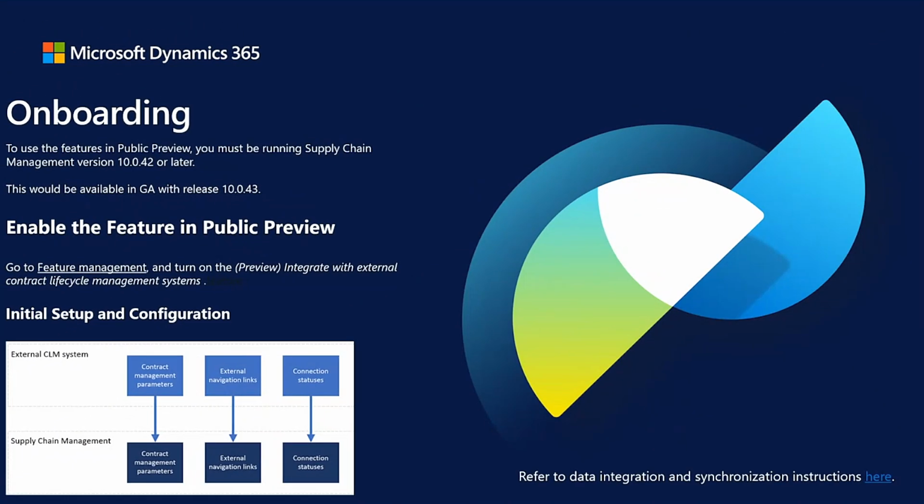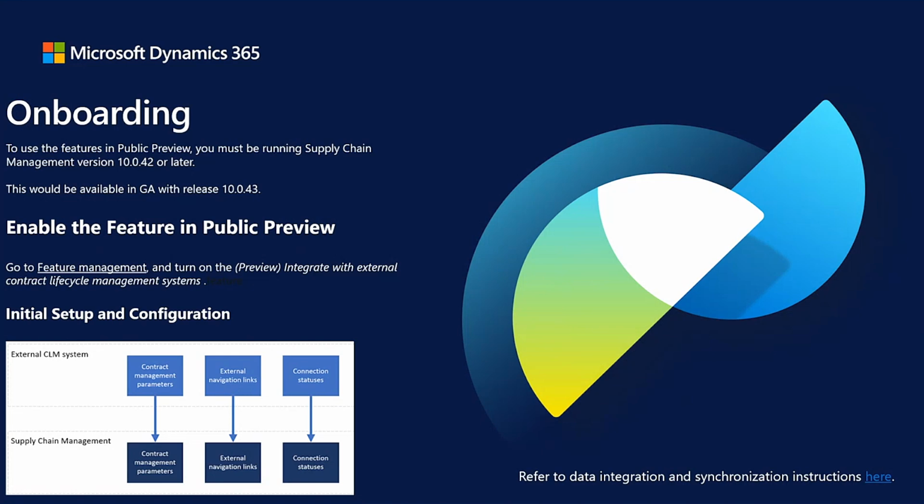The integration with external contract lifecycle management systems requires your Dynamics 365 supply chain management environment to be on version 10.0.42 or later. This feature is currently in public preview with version 10.0.42 and will be made generally available starting with version 10.0.43, where it will be enabled by default. For environments running on 10.0.42, you will need to manually enable the preview feature, integrate with external contract lifecycle management systems, in the feature management workspace. Upon enabling this feature, you are ready to proceed with the integration setup.